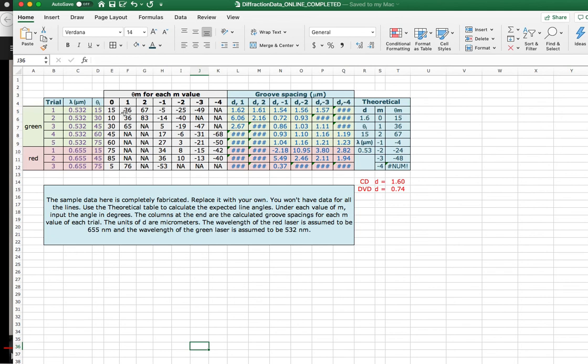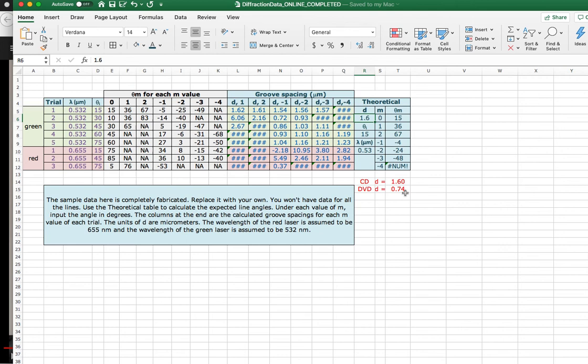Once you plug these numbers in, this will update automatically with what the groove spacing is on the disk in micrometers. You'll notice that these numbers are all about the same, in the 1.5 to 1.6 range. That's good because it's all the same CD. They should all have the same groove spacing. Now, to check that you're labeling things correctly, I put this little theoretical calculator box up here where you can put in what D is theoretically. And for a CD, it should be about 1.6 microns.